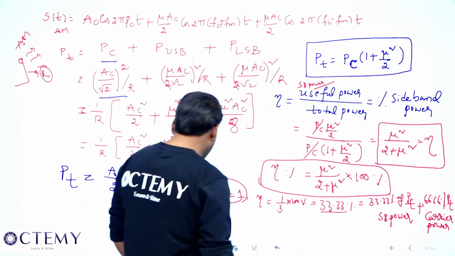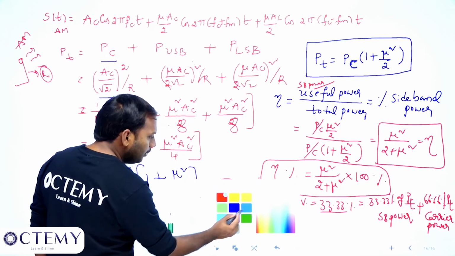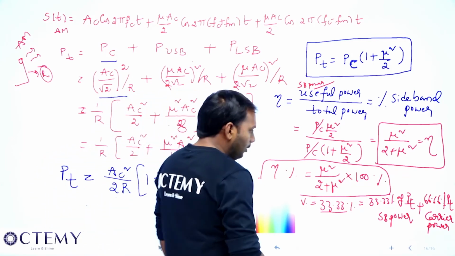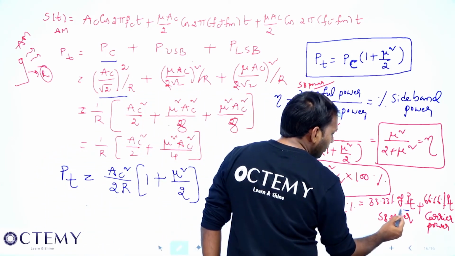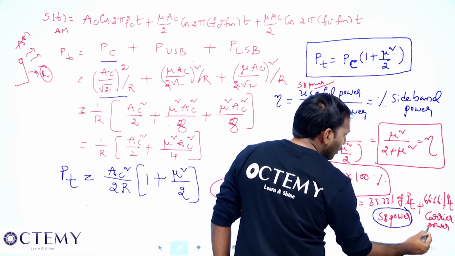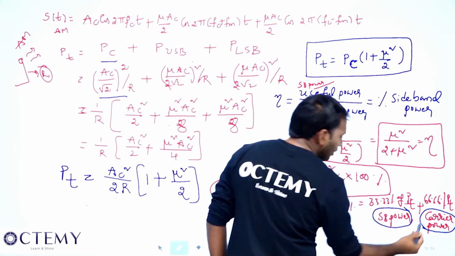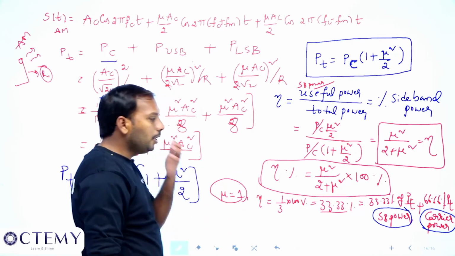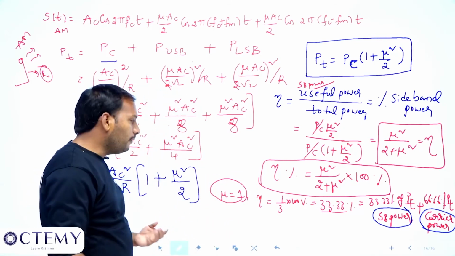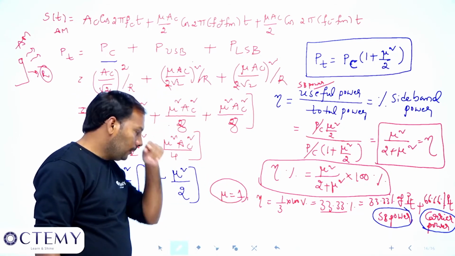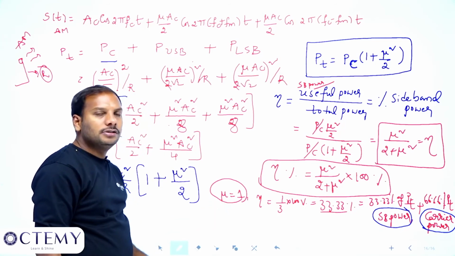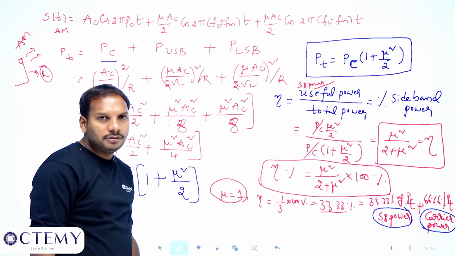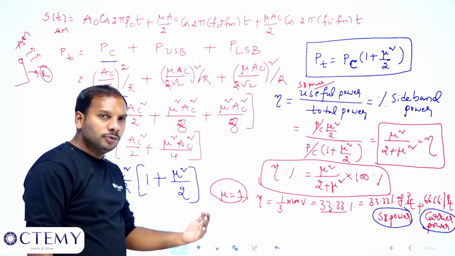Okay, so 33.33% is the sideband power, whereas 66.66% is the carrier power. That is the meaning of efficiency. However, generally we will not use mu equal to 1. Generally we will use mu equal to 0.5 or less than 1. Always mu must be less than 1.